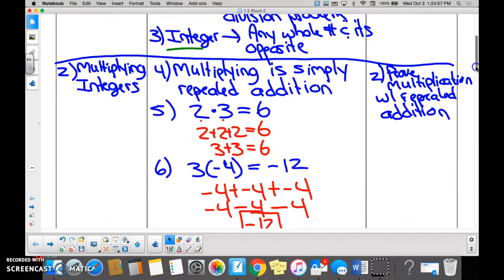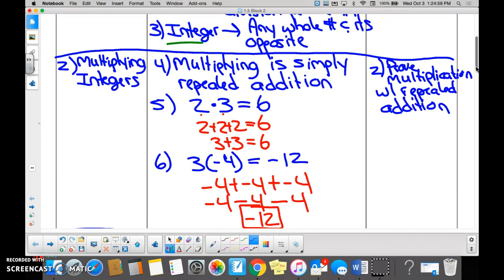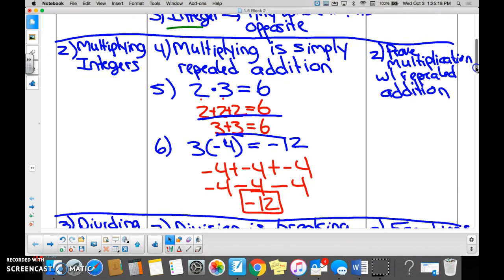Multiplication. So we said 2 times 3 is just like this. Multiplication is nothing more than what? Someone tell me what multiplication is. Repeated addition. So if we have 2 times 3, we add 2 three times, or we add 3 two times. Yes, no? Yes. Okay, and then we did another example with 3 times negative 4.